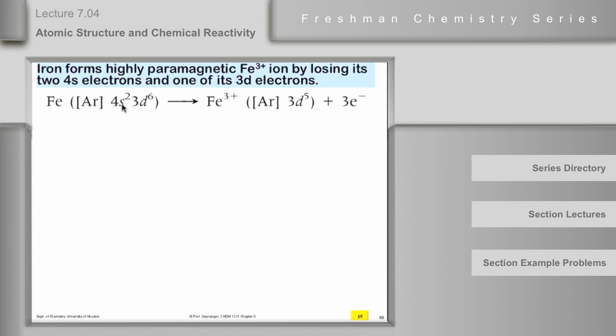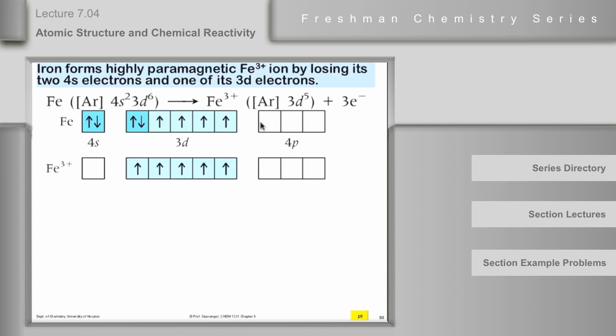The second one comes out of the 4s until the 4s's are gone. Where does the third one come out of? What's left? It's got to come out of the 3d. So that makes iron 3 plus, argon, 3d5. The s electrons are gone, and one of the d electrons is gone. What does the box diagram look like?